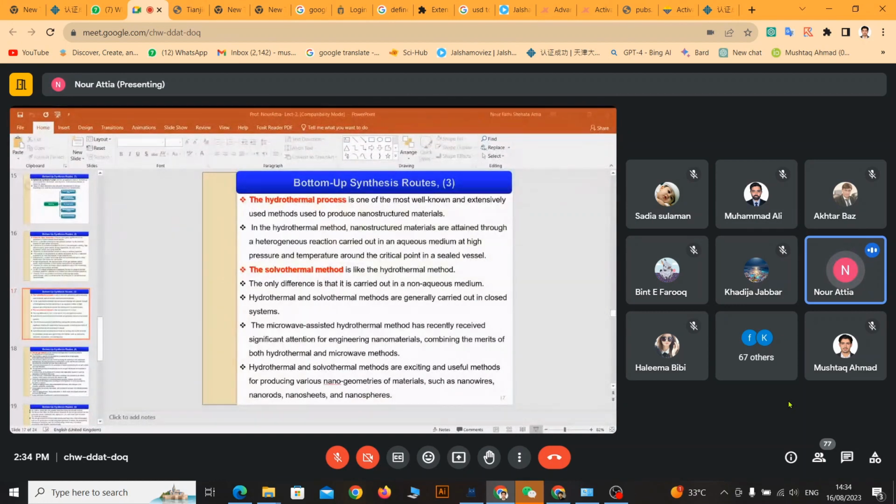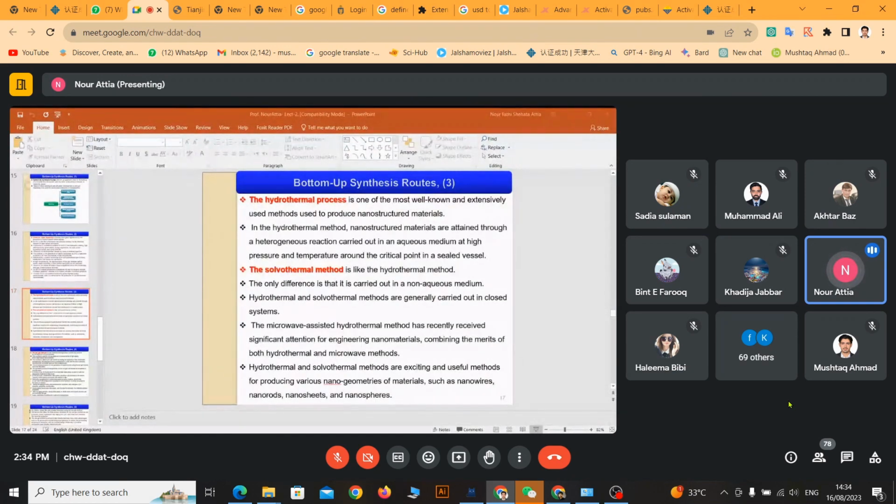If you use water, then it will be a hydrothermal process. If you use a different solvent, it will be called a solvothermal method. Again, if you use aqueous, meaning water, as a solvent, it will be a hydrothermal process. But if you use another solvent, an organic solvent, DMF and others, it will be a solvothermal method. And also, this method is used for preparation of MOF, metal organic framework. It's very important, actually.